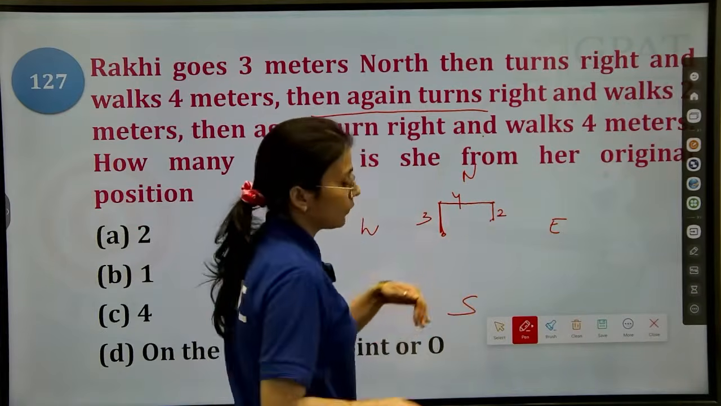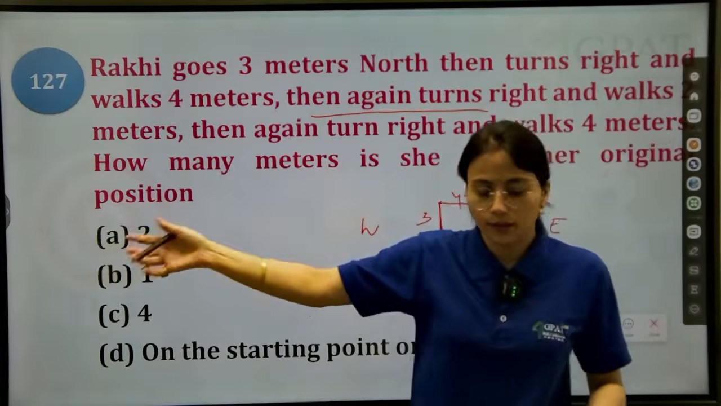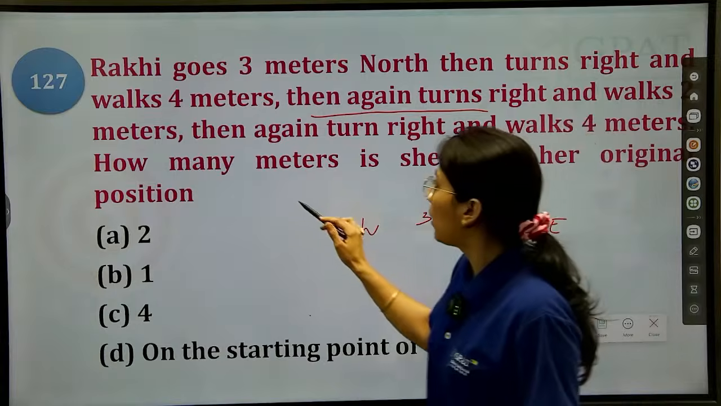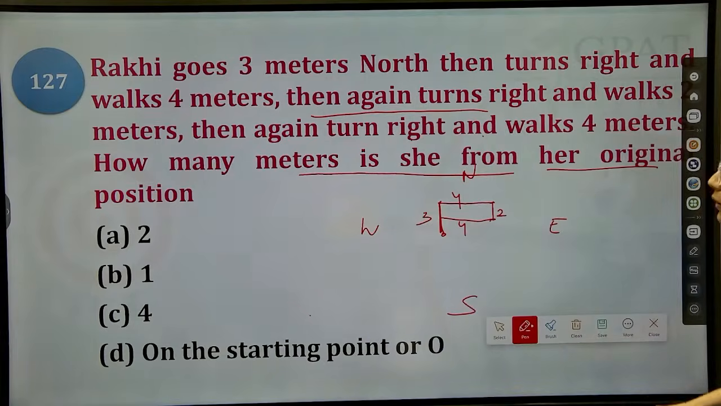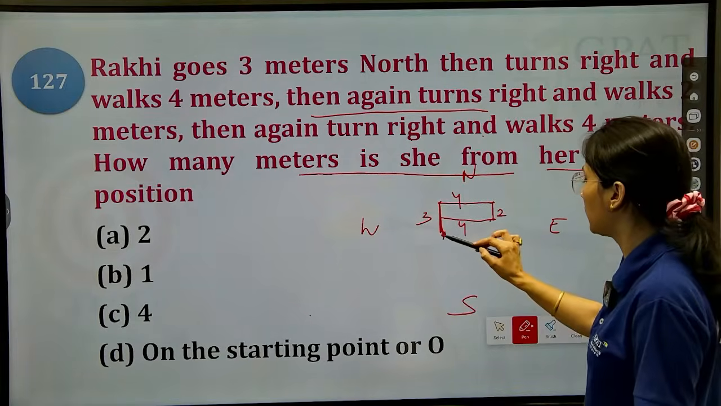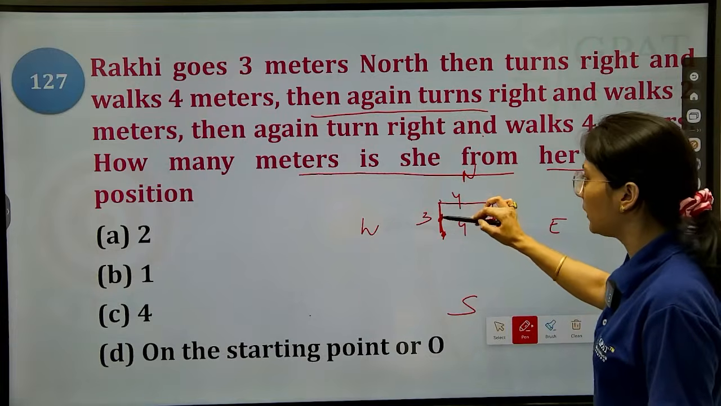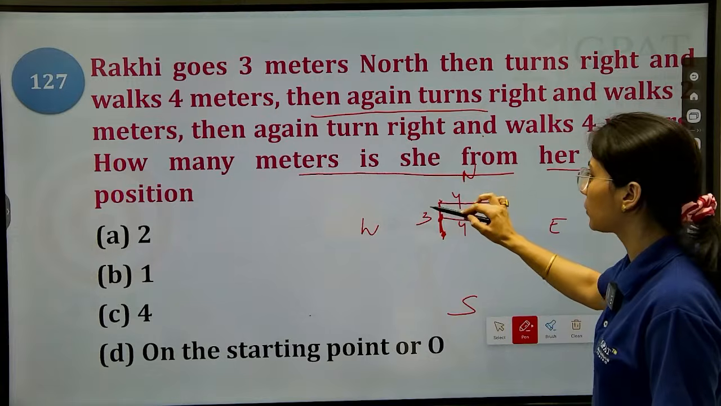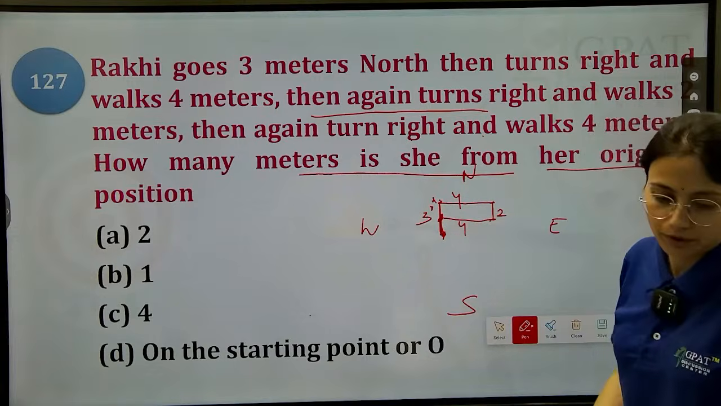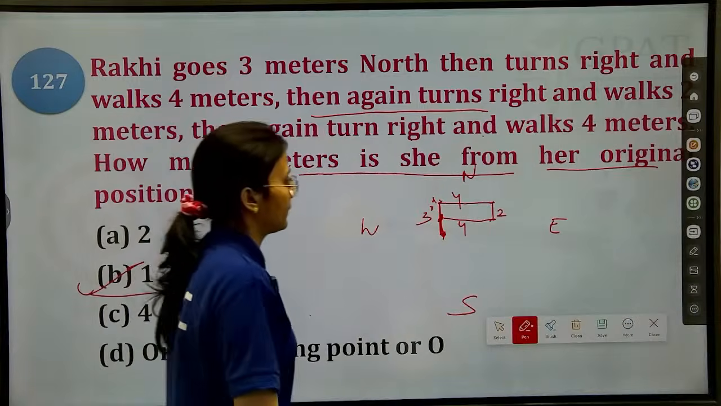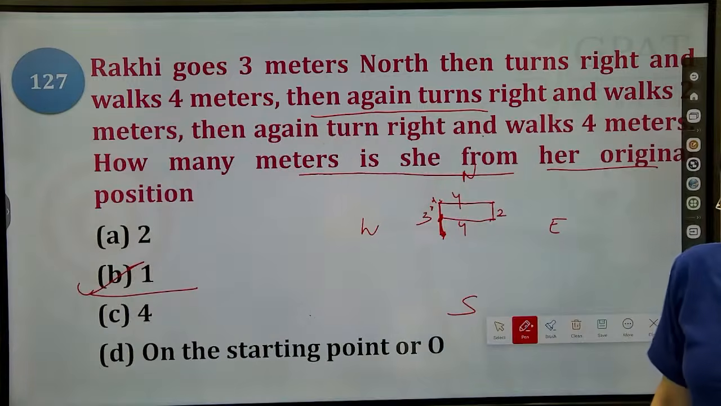Again, now she is like that. Now again turn right and walk 4 meter. So how many meters is she from her original position? Our original position is there, she is there now. From this point to this is 2 meter, now the remaining is what? That is 1. So option number B is correct.